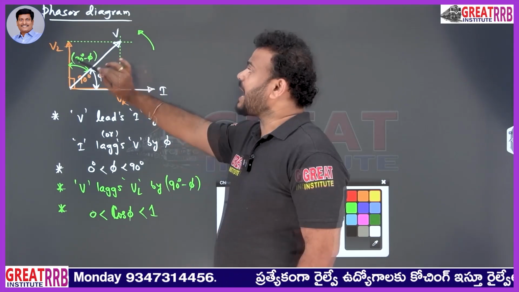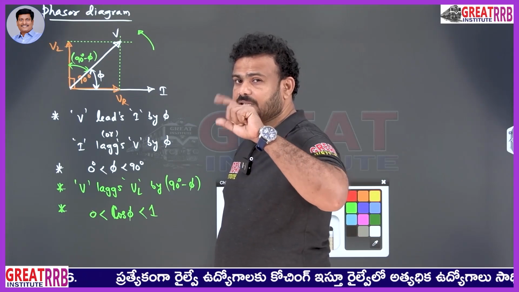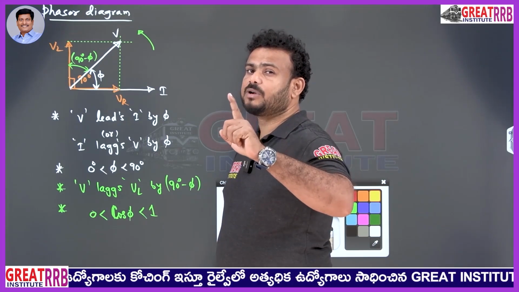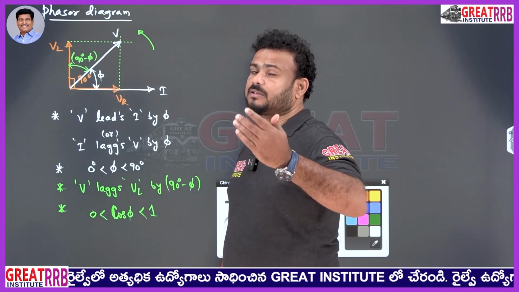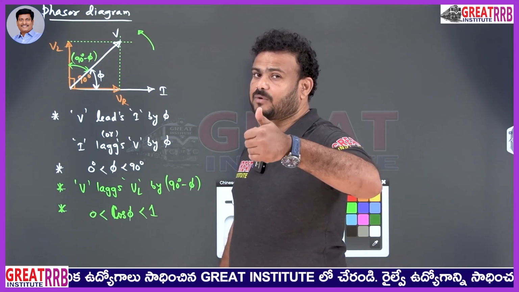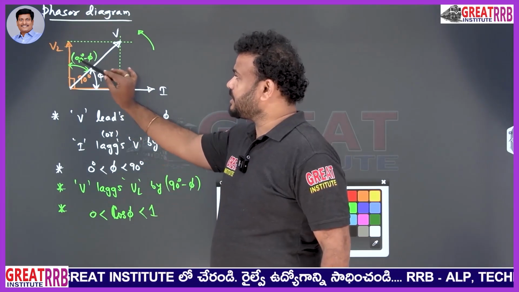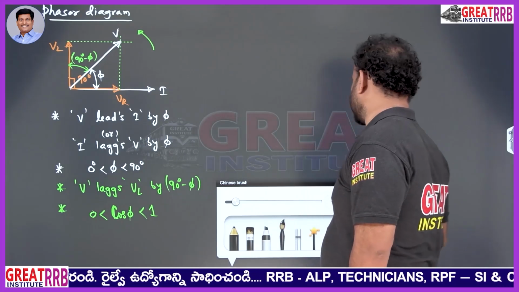Next point. The angle between VL and V. What is VL? Voltage across the inductor. And V is nothing but total supply voltage to the circuit. So the angle between the total supply voltage and the voltage across the inductor is nothing but 90 degrees minus phi. This is a bit question in general, many times asked in previous year examinations.